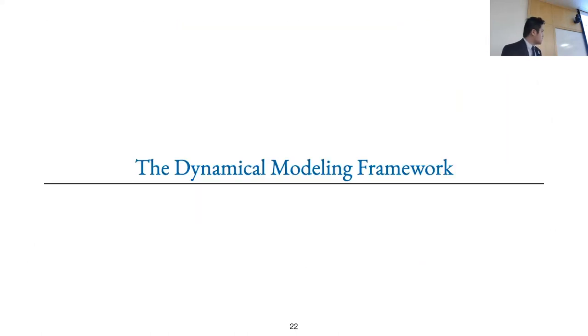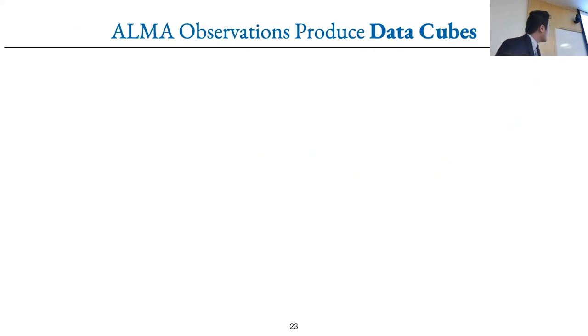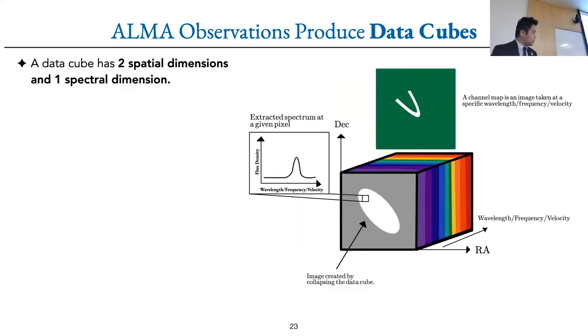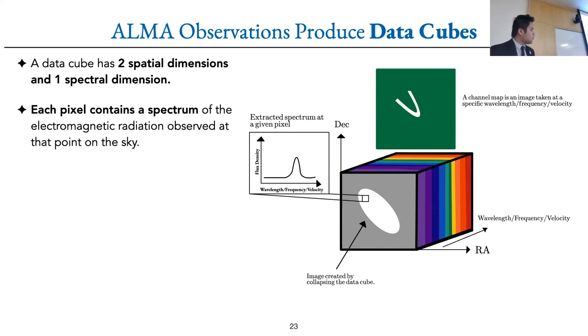So first, let's just talk about the framework now. Before we talk about that, we have to understand what ALMA observations actually give us. When we receive ALMA data, it comes in the form of what is known as a data cube. A data cube has two spatial dimensions and one spectral dimension. At each pixel of this cube, there is a spectrum of the electromagnetic radiation at that given observed point on the sky.